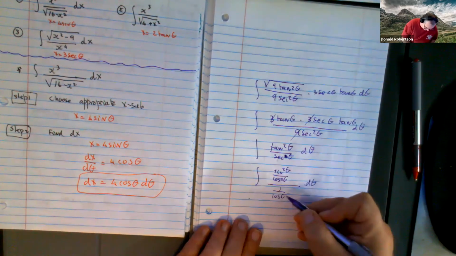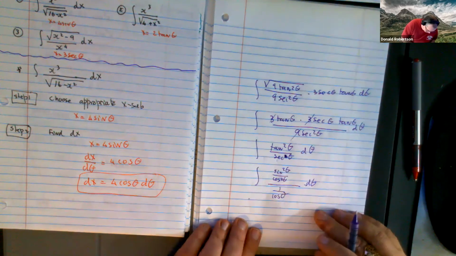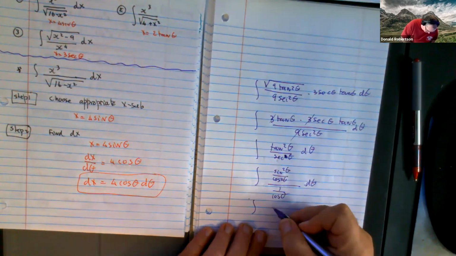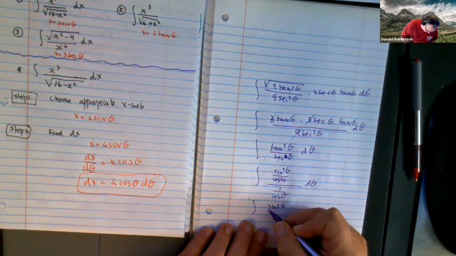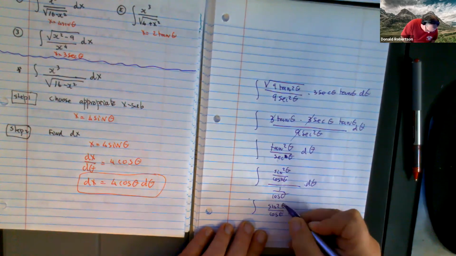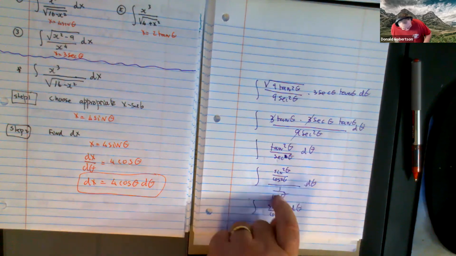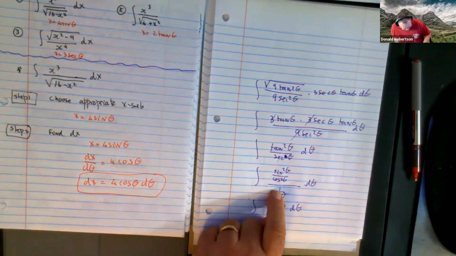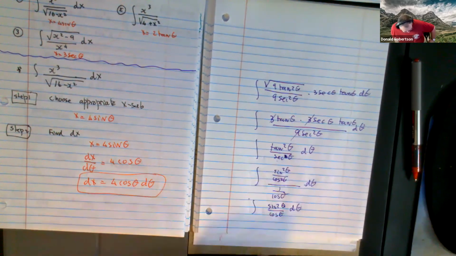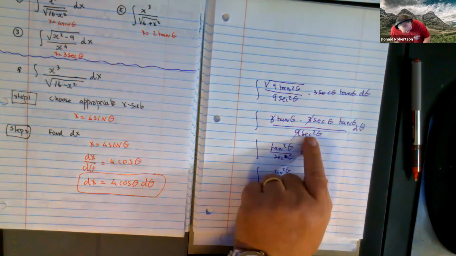I'm going to take this guy and turn everybody into cosines. And when I do that, I get that guy. I need a square here. Why don't I have a square here? I cancelled it there.